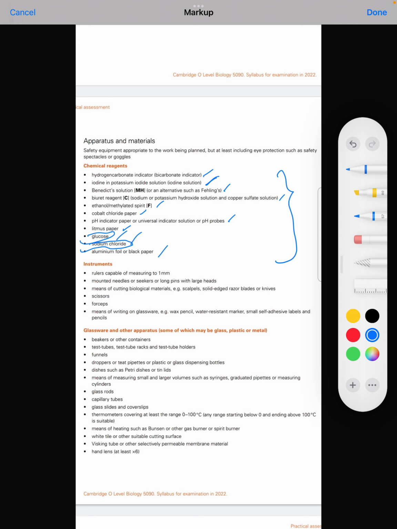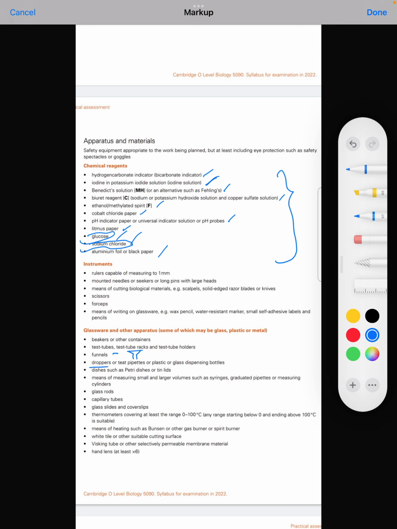Next, the glassware and other apparatus, some of which may be glass, plastic, or metal. Beakers or other containers, test tubes, test tube racks, and test tube holders. Funnels, droppers, or teat pipettes, or plastic or glass dispensing bottles, dishes such as petri dishes. Obviously, these are all glassware and containers. So just gonna tell you, a funnel is basically something that looks like this. It's basically used so that you can pour liquid.